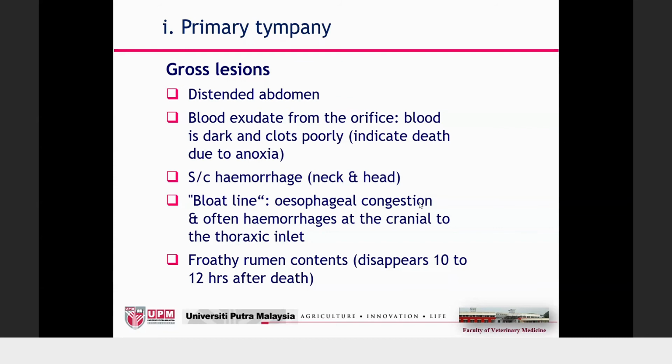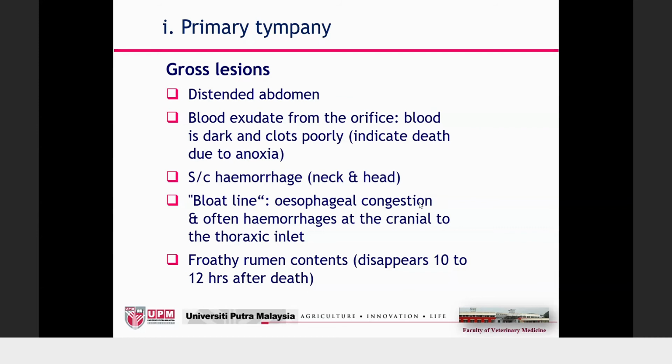And finally, in cases of primary tympany, you can see that the rumen content is frothy. But unfortunately, this frothy rumen content might disappear within 10 to 12 hours after death. So these are some of the criteria in terms of gross lesions when you observe an animal with primary tympany. The important thing to understand is that to differentiate primary tympany, look for the presence of frothy rumen content.